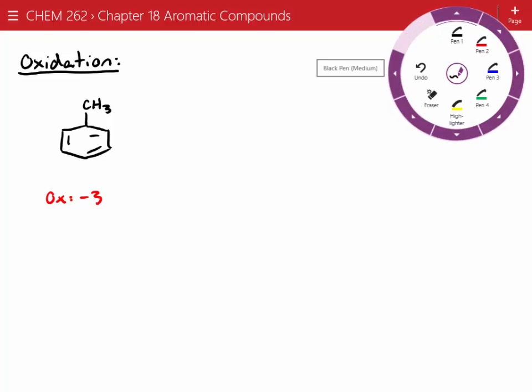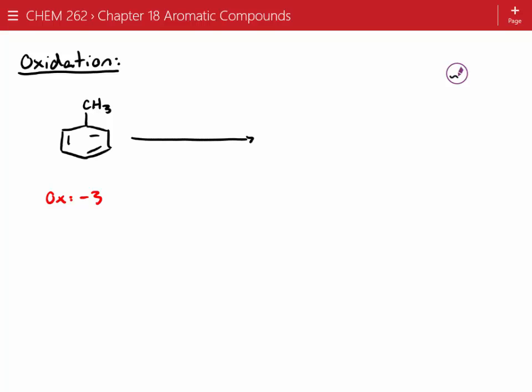And then we can take this and we can oxidize it, and we can say, all right, let's change the oxidation state to go straight up to a carboxylic acid. So if we do this, the oxidation state changes to +3. So it's losing 6 electrons, right? So that matches our oxidation rules that we learned from Gen Chem. What reagents have we seen where we can oxidize things?